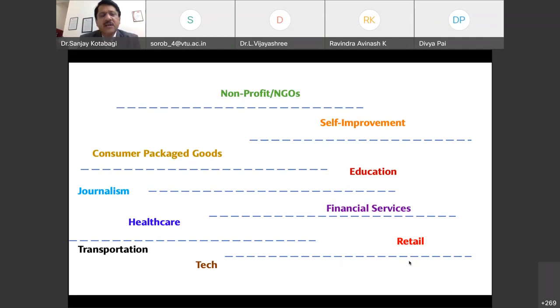I could see that any sector, you name it, everywhere the design thinking principles are used, and with a lot of success. So people are very happy using the new principle of design thinking, keeping the user at the center, whether it's non-profit NGOs or consumer packaged goods or self-improvement, education, financial services, healthcare. You name any field, these design thinking principles are being used.